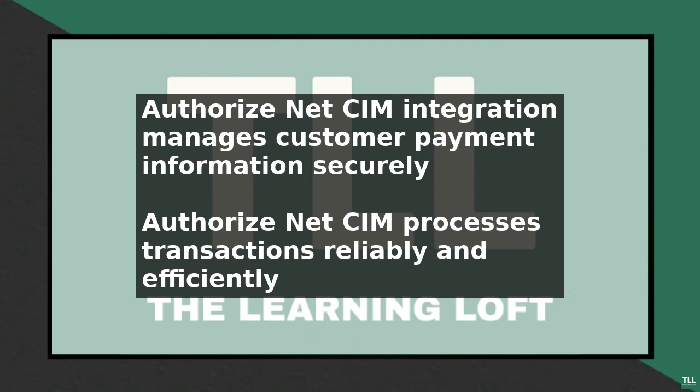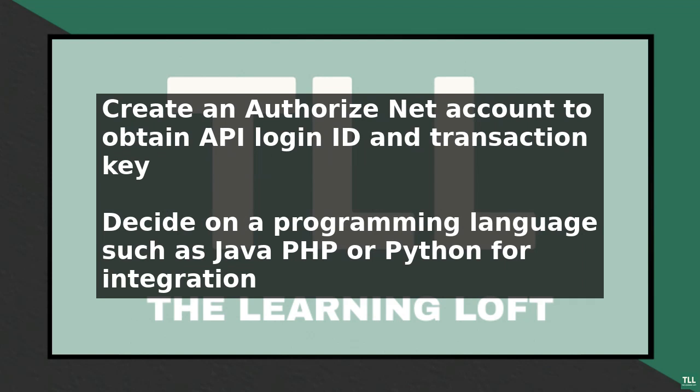Next, decide which programming language you will use for the integration, such as Java, PHP, or Python. Step 1. Set up your development environment. Install the required libraries and SDKs for your chosen programming language. For example, if you are using PHP, you will need to install the Authorize Net PHP SDK.